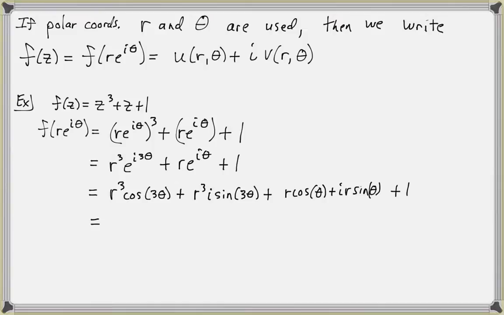And then combining the real parts, I have r cubed cosine of 3 theta plus r cosine of theta plus 1, plus i times the quantity r cubed sine of 3 theta plus r sine of theta.